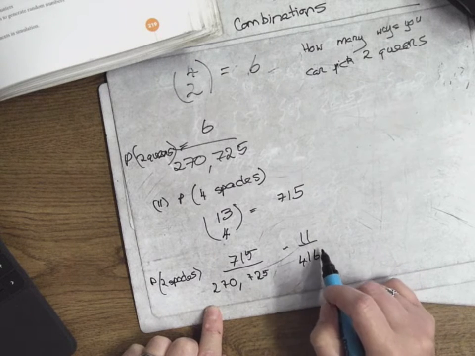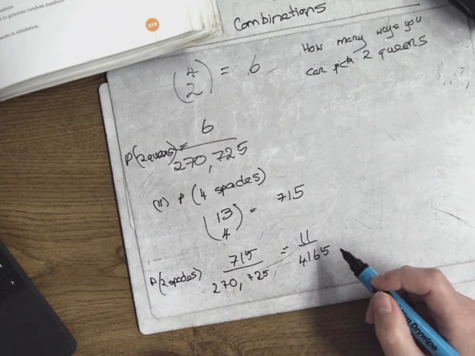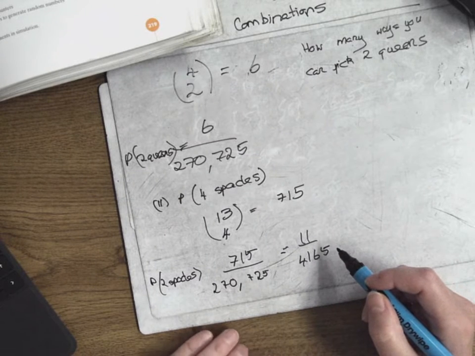Remember, you don't have to cancel probability down. You can give them as the fraction, it doesn't have to be in its simplest form.